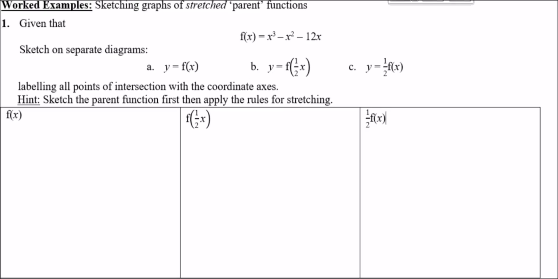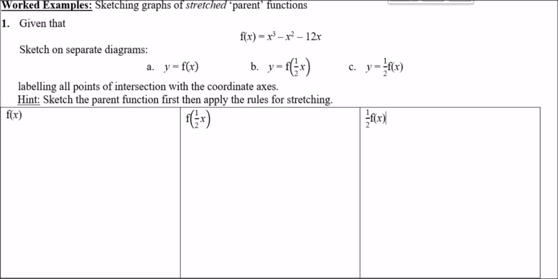Let's try some examples now. So one example, sketching graphs of stretched parent functions. In this case, parent just means the initial function we can adapt. So our parent function is f of x equals x cubed minus x squared minus 12x. And we have these different stretches to try and work out.